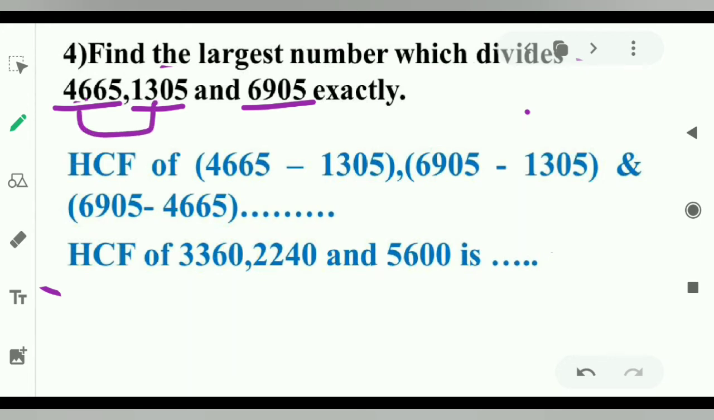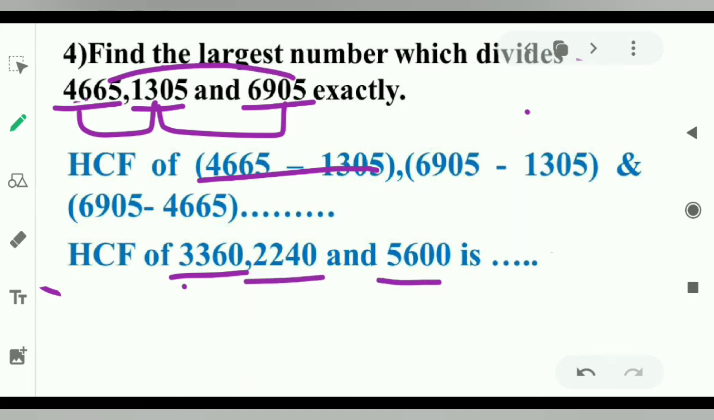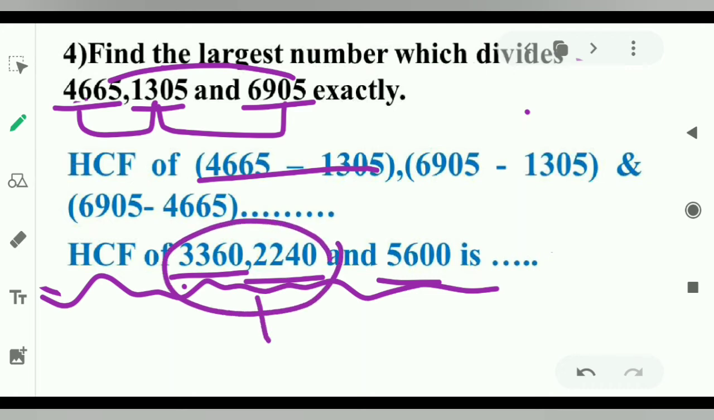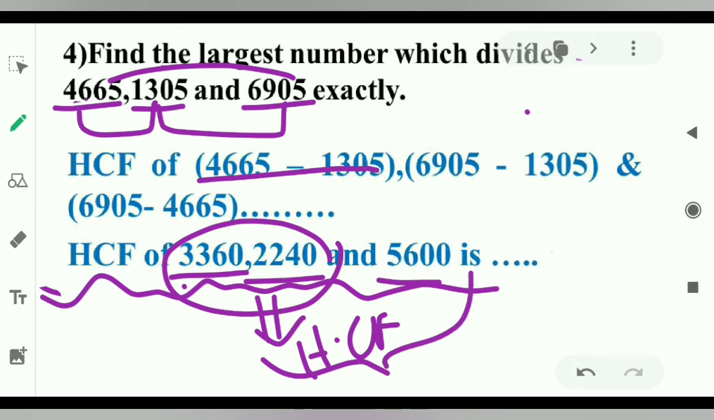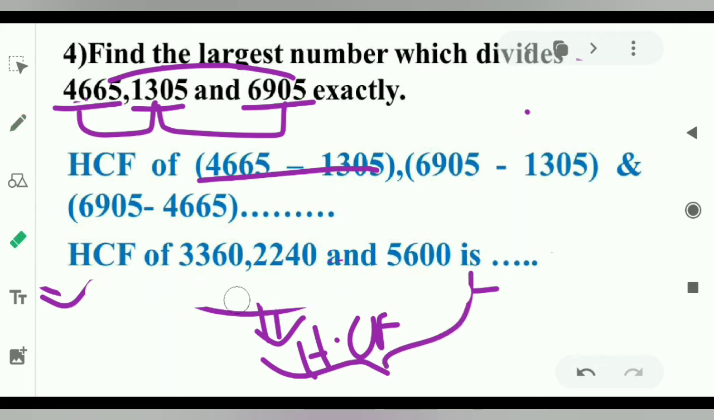Finding the difference of these two, we get 3360. Second and third number, 2240. First and third number, 5600. Okay, now we are going to find the HCF of these three numbers. Are you all ready? Good. HCF of three numbers is nothing but the HCF of the first two numbers, then the HCF of the found HCF and this number, right?